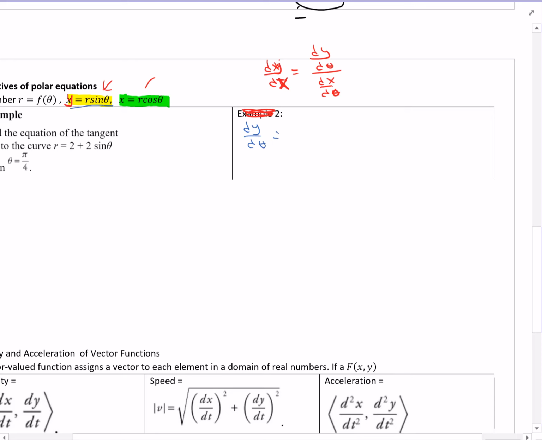So let's start by finding dy/d theta. We're taking the derivative of this. Notice that it's going to require product rule because we have r times sine theta. So we're going to take the derivative of r with respect to theta, so that's u prime, and then v is sine theta. And then we're going to add that to the derivative of sine, which is just cosine, times r. Let's put that r in the front, because otherwise we get confused whether it's multiplying the theta or the cosine. All right, so that's dy/d theta.